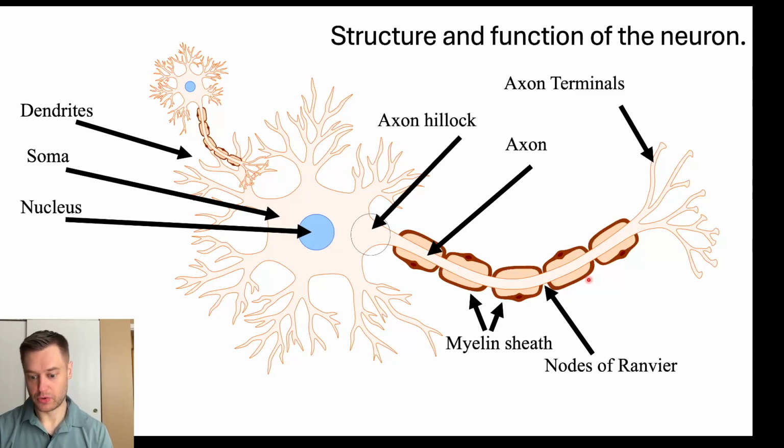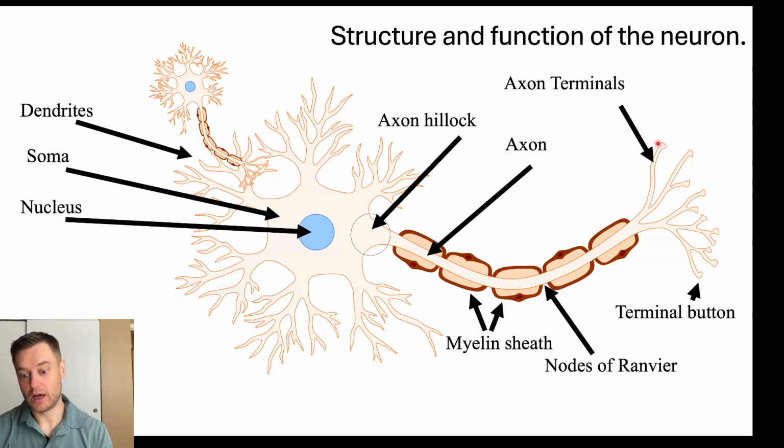Okay, so at the very end of the axon, we have axon terminals, which are the long, stringy, finger-like things. And at the very tip of the axon terminals, we have terminal buttons. So if this is the actual axon terminals right here, these little fingers, the tip of the finger is the terminal button. Sometimes it's also referred to as terminal baton. I just call them buttons, so whatever. But in any case, these are all the major aspects of all neurons.